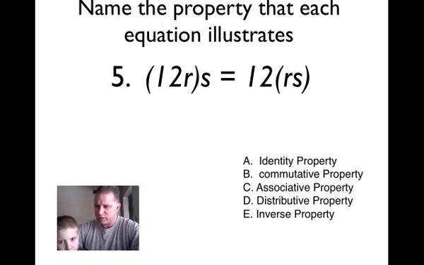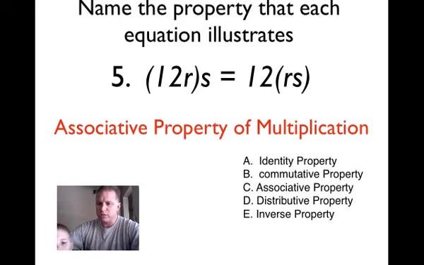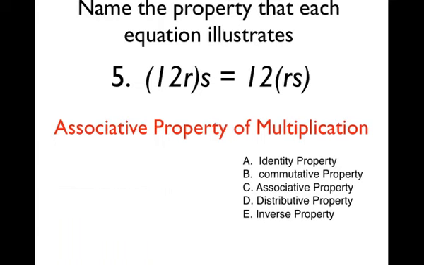Got a guess as to what this one would be? Distributive? Nope, but it's good because distributive does have parentheses. But with a distributive, there's going to be a plus or minus inside of it. This one is associative property. Because just the order, right above it. Yeah, the order doesn't change.